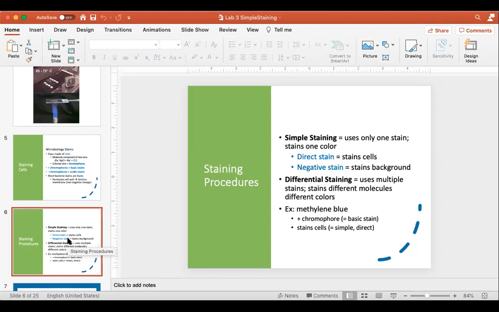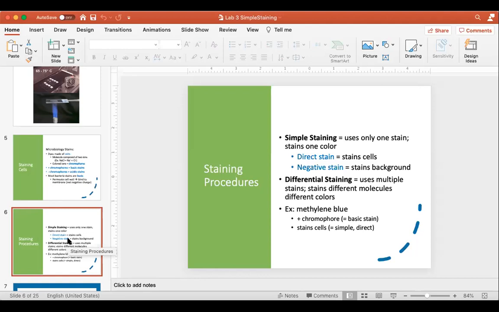One of the most commonly used simple stains that produces a slide with stained cells, so it's a direct stain, is one called methylene blue. Methylene blue is a basic stain. It has a positive chromophore in it. And the chromophore has a very distinct blue color.